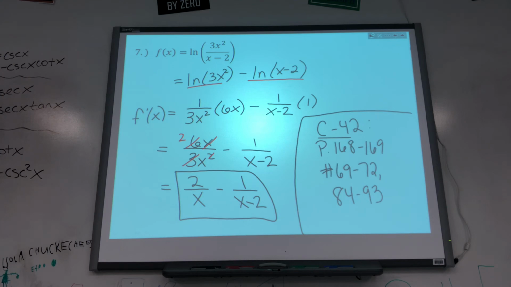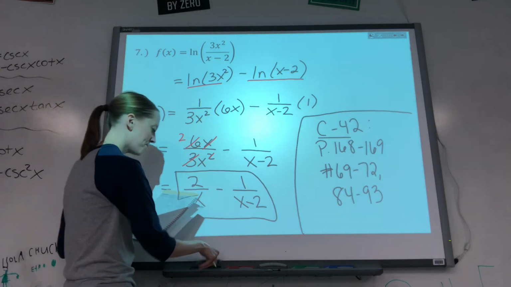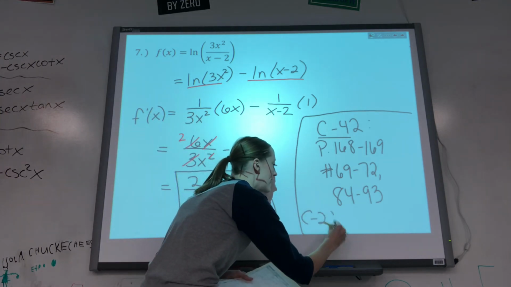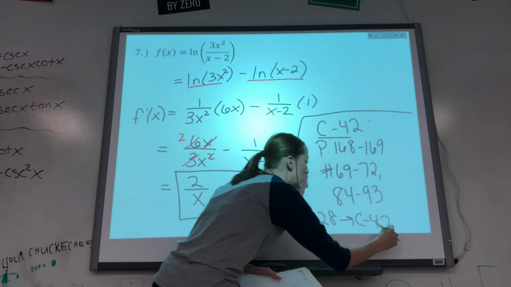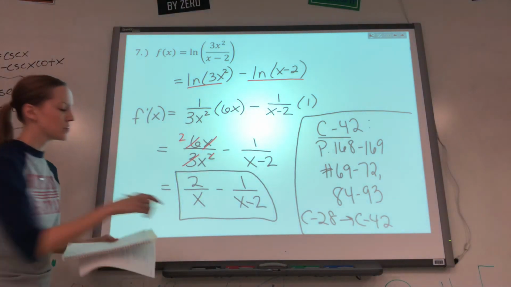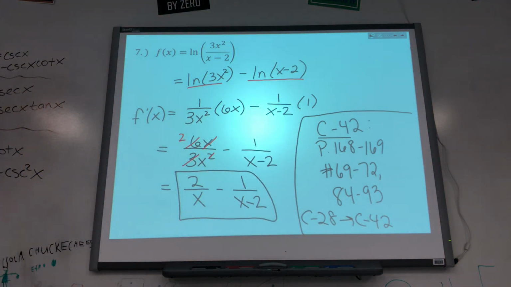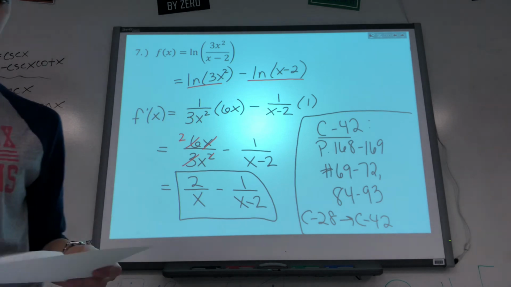And I'm going to get those numbers to you right now. Binders are C28 to C42, the one that I just put up here. Binders are due on Tuesday, so keep that in mind. We only have a few minutes left.